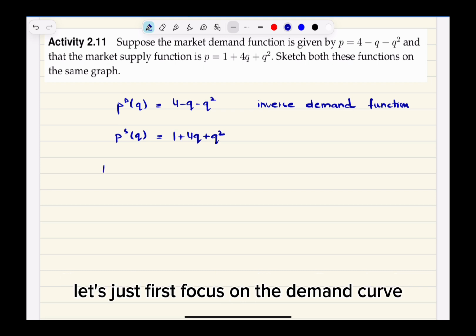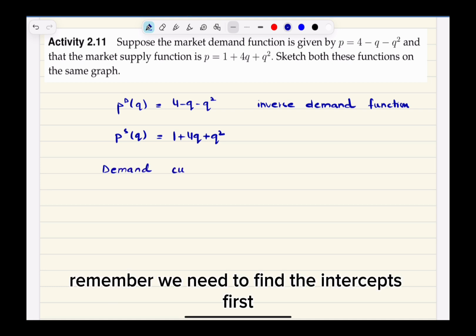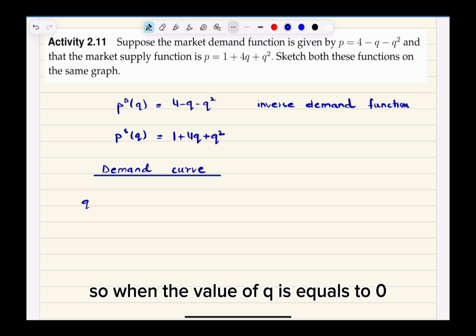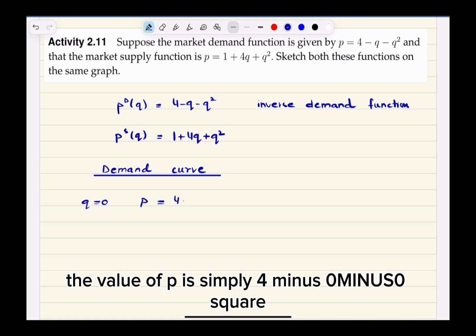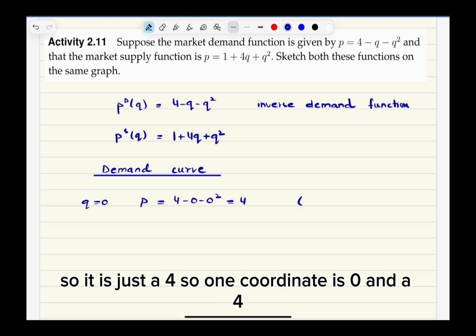Let's first focus on the demand curve. Remember, we need to find the intercepts first. So when the value of q is equal to 0, the value of p is simply 4 minus 0 minus 0 squared, so it is just 4. So one coordinate is 0 and 4.